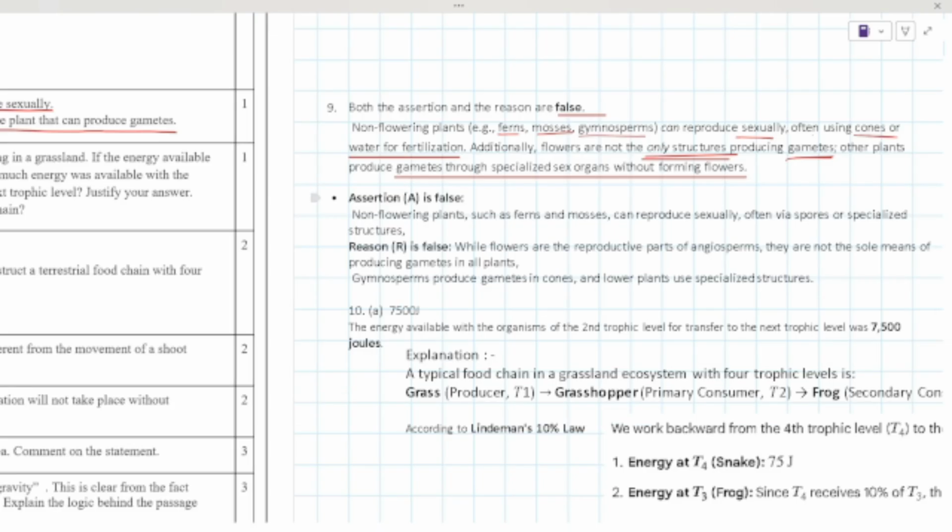Now let's see why A is wrong. Explanation: non-flowering plants such as ferns and mosses can reproduce sexually, often by spores or specialized structures. Due to this reason, A is false. Now let's see R. While flowers are part of angiosperms, they are not the sole means of producing gametes in all plants. Gymnosperms produce gametes in cones, and lower plants use spores. Is it clear?